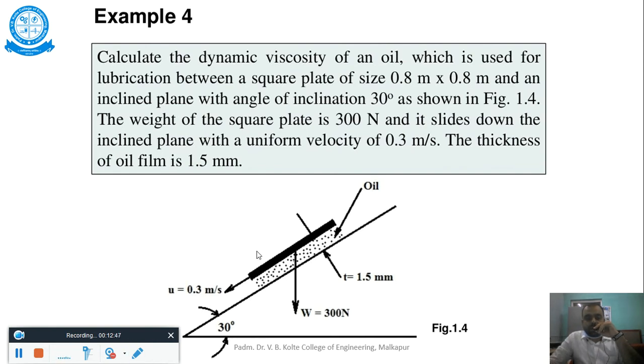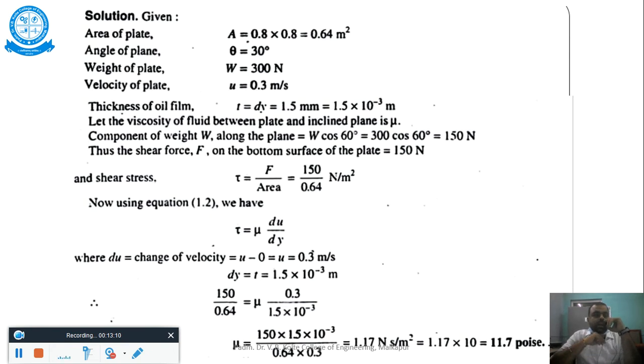So this will be the diagrammatic representation of this numerical. This will be the plate, this will be the lubrication oil, thickness will be 1.5 mm, weight of this plate is 300 Newton, inclination of the surface is 30 degree and velocity, uniform velocity, is 0.3 meter per second. So how can we solve this numerical now? Let's see. First of all, write down the given data here.